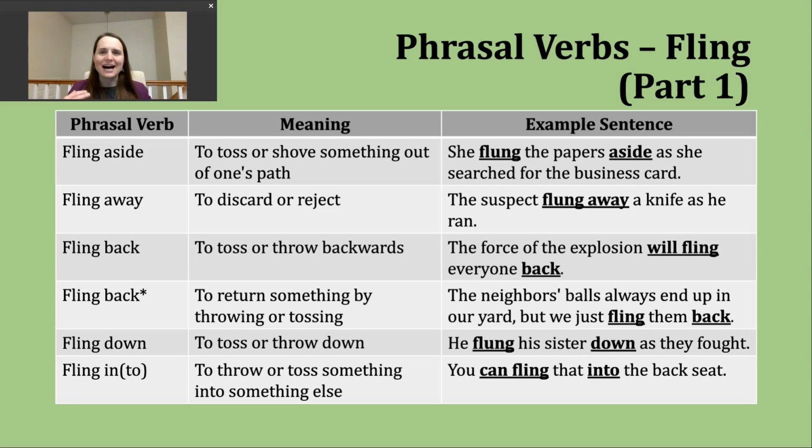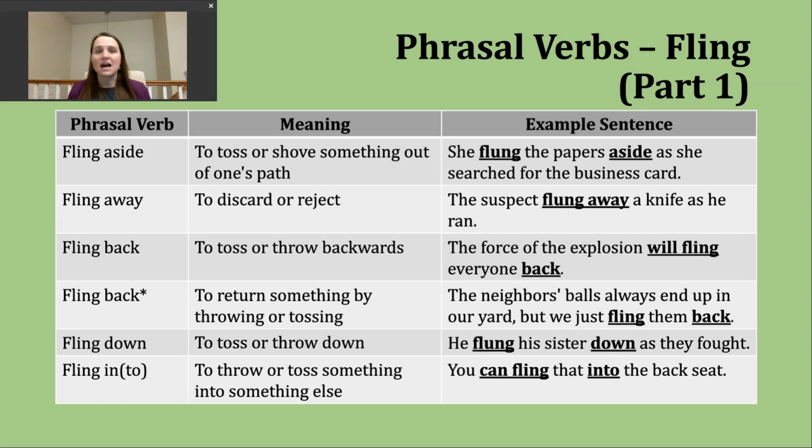So maybe we can picture kind of a messy table, a messy desk, right? And someone kind of throwing things out of their way as they try and locate something else. Another phrasal verb you might hear is to fling away. This can mean to discard or reject something. An example of this might be: the suspect flung away a knife as he ran.